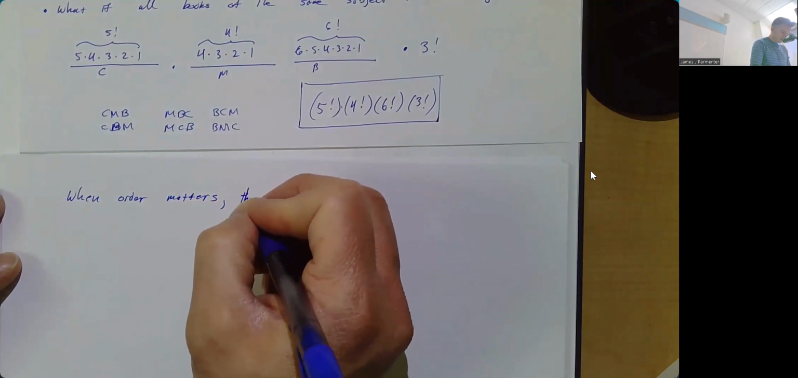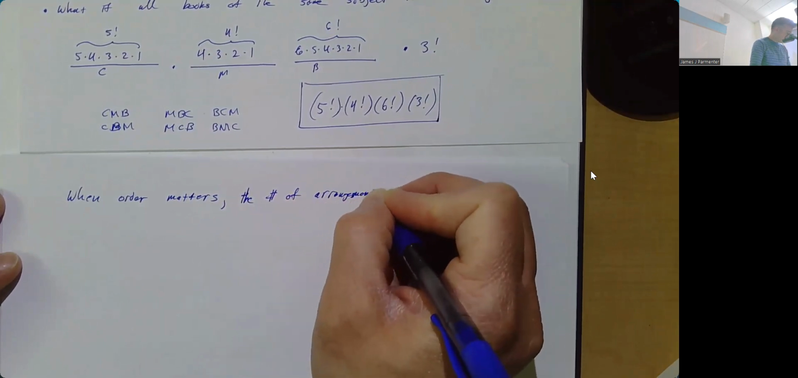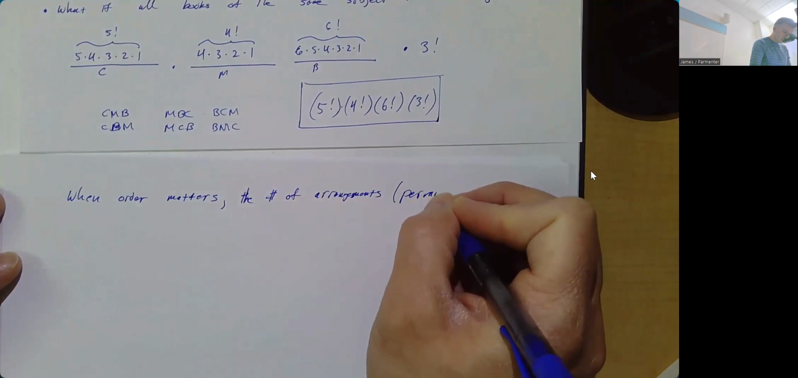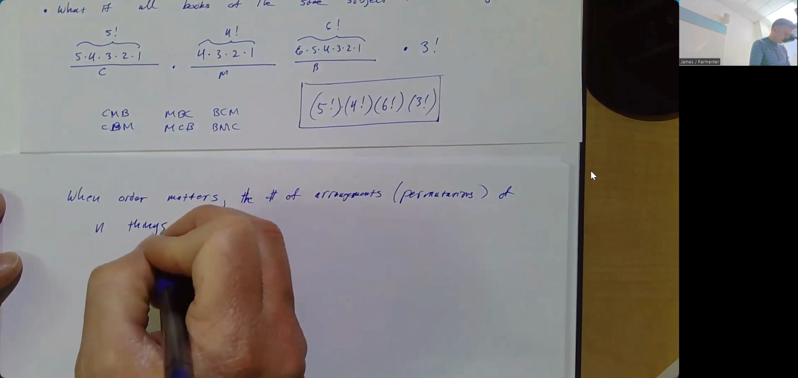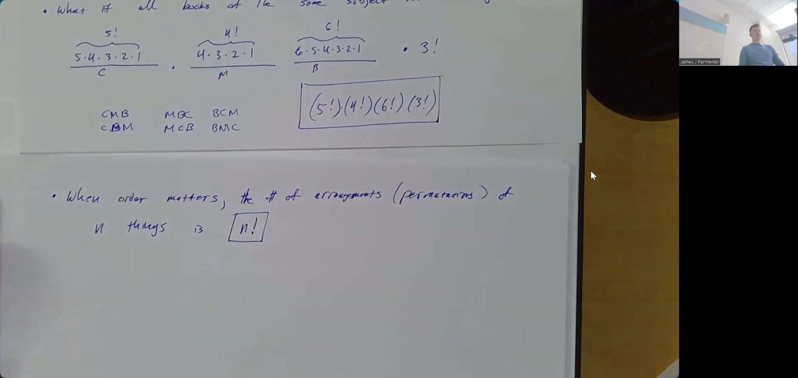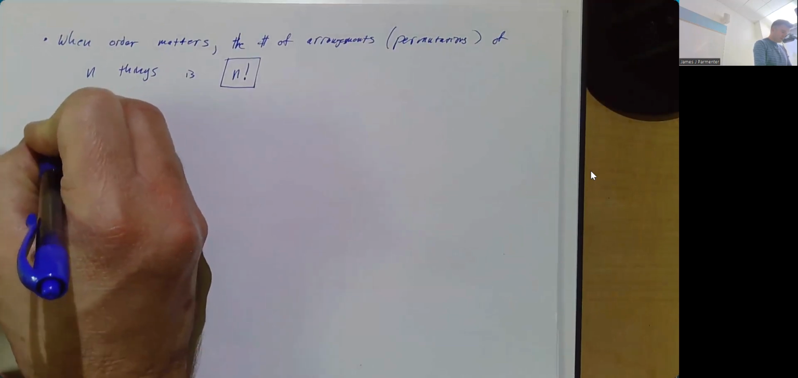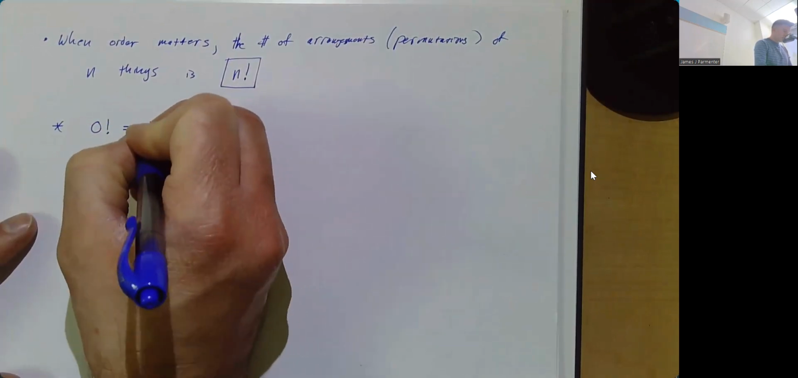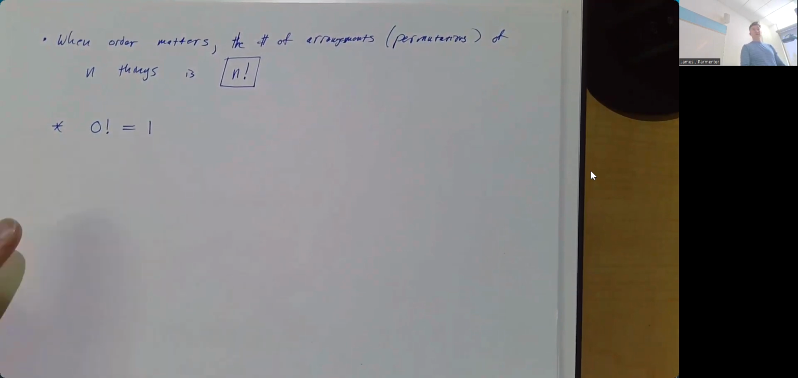the number of arrangements, also known as permutations, of n things or n objects is n factorial. And then just so you all know this, we do define 0 factorial to be equal to 1. Which is weird, but I promise you in about 10 minutes or less, I'll circle back around to why we need this to be true.